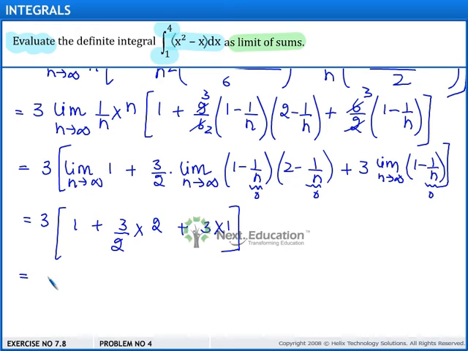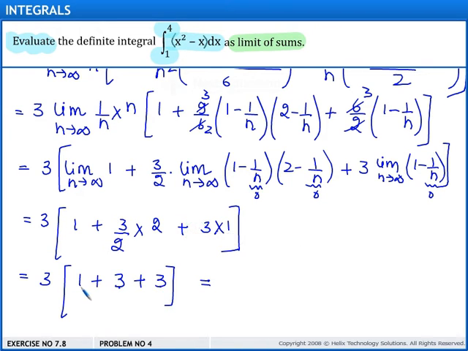3. So this is equal to 3 into 1 plus 3 plus 3, and this is equal to 3 plus 3 is 6, 6 plus 1 is 7, and 7 3s are 21. Therefore, the value of I1 is 21.